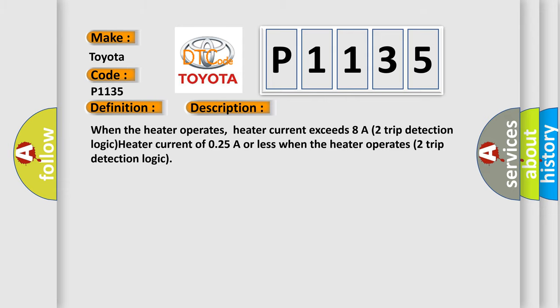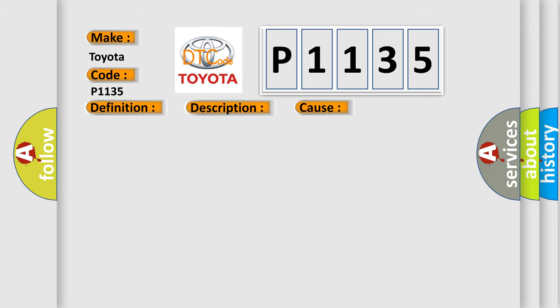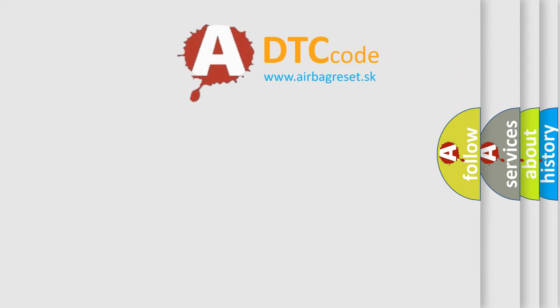This diagnostic error occurs most often in these cases: open or short in heater circuit of A/F sensor, A/F sensor heater, ECM.